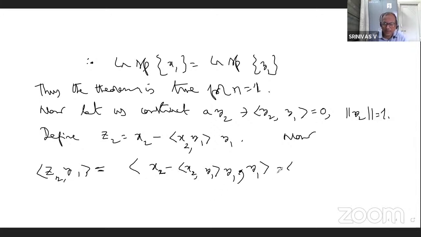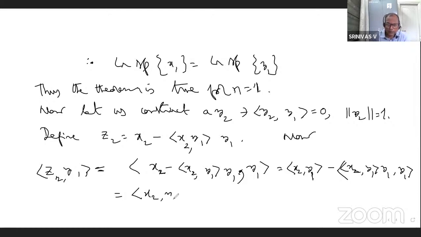Now expand this. This is linear in the first variable. So this inner product becomes x2 comma y1, then minus inner product x2 comma y1 times inner product y1 comma y1. Agree? Now this is equal to how much? x2 comma y1 minus, this is a scalar. It can be taken out. The inner product is linear in the first coordinate, so this scalar can be taken out.